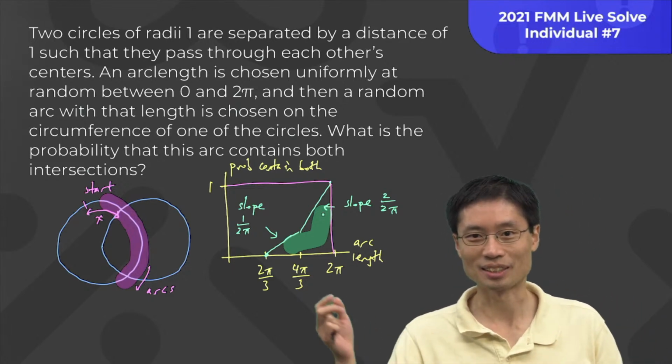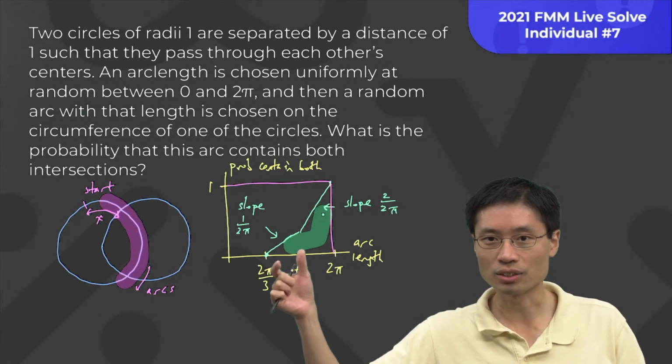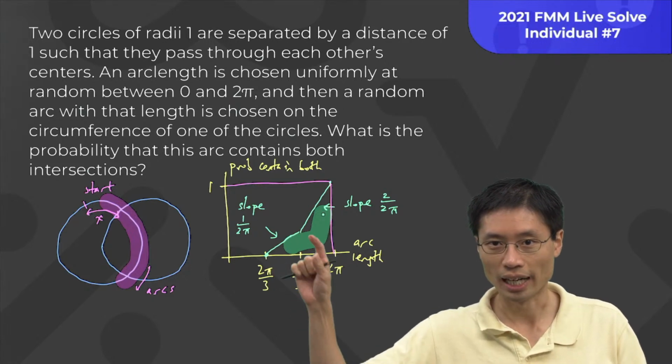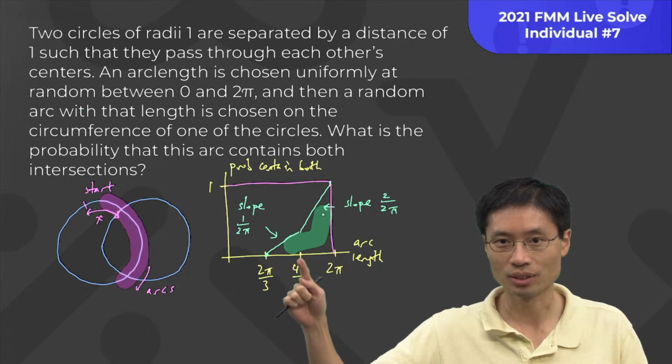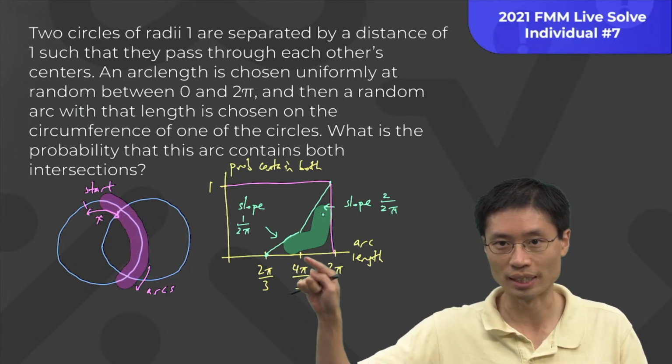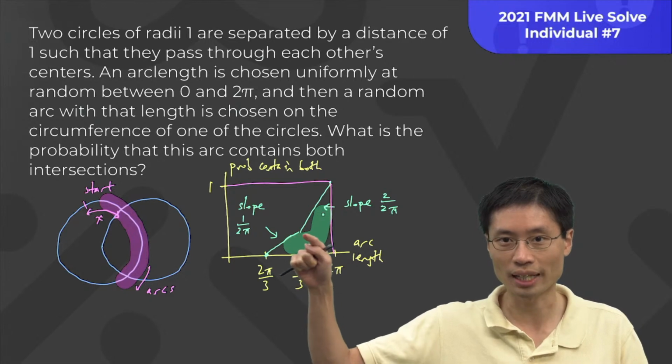Okay, let's finish this up. So we need to go and find the triangle over here. And how high is it going to go? Well, it goes over by 1 over 2 pi. No, sorry. It goes over by 2 pi over 3. And it goes up by 1 over 2 pi. So the height of this is 1/3.